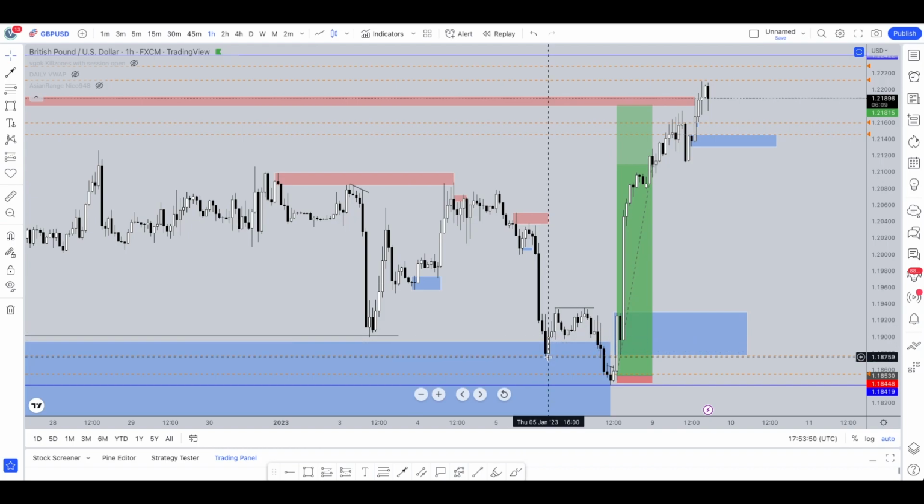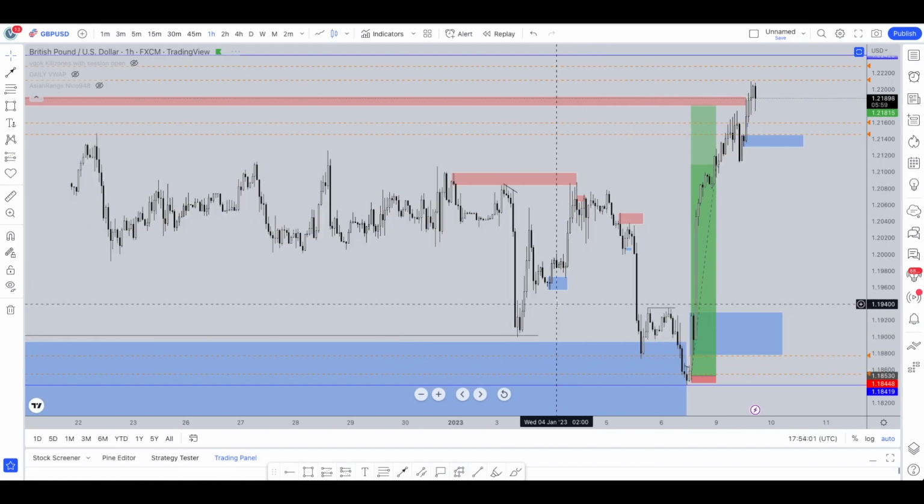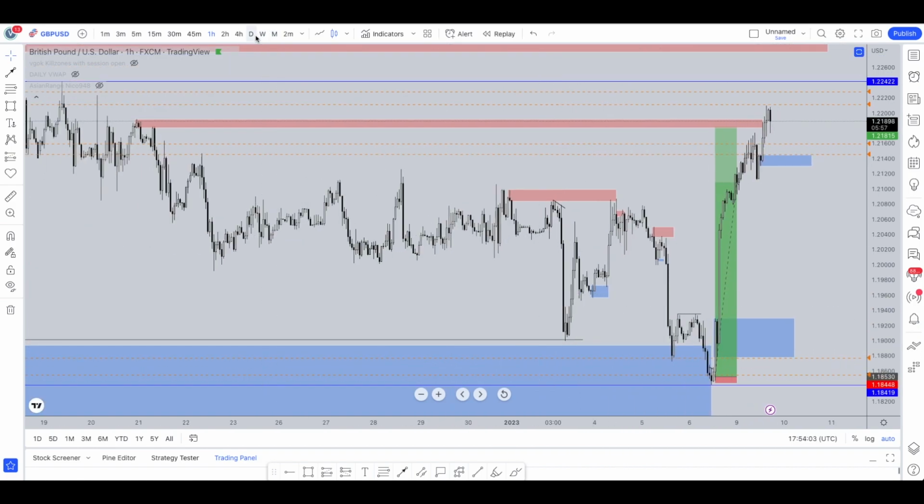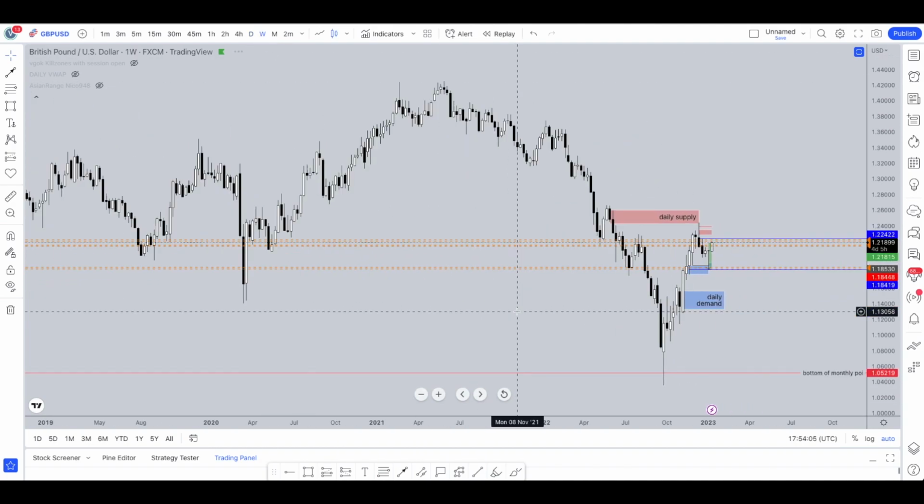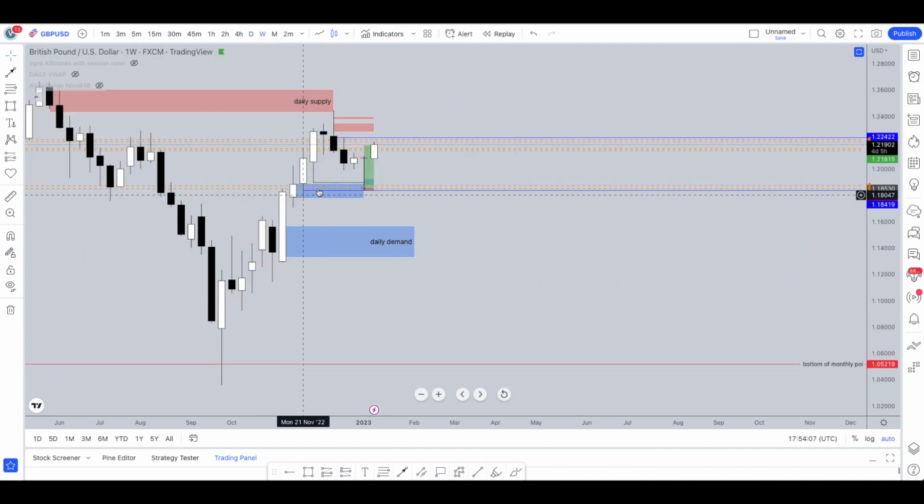We then see a good rejection away, but not quite breaking away with any significance, and then price decides to drop down further again, deeper into the zone. Now if we go back to the daily and even the weekly time frame as well, we can start to see exactly what these sort of areas are made up of.